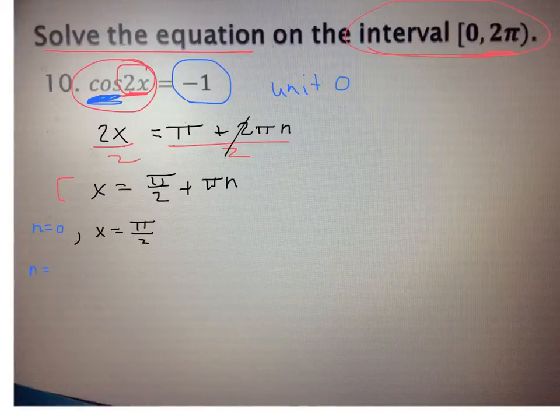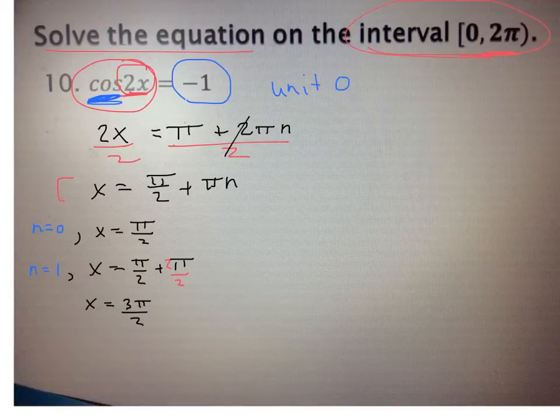Second, let's look at if our integer is 1. Now, for x, that would mean I would have pi over 2 plus pi, since n is 1, so I'd just be adding 1 pi on. I need to get a common denominator, so that would be 2 pi over 2. So when I add those, I would get 3 pi over 2.